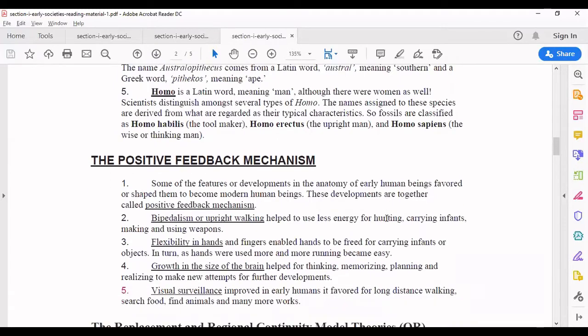Homo is a Latin word which means man, and although women were also included in it, basically the word Homo means man. Now, scientists distinguished amongst lots of types of Homo, and the names assigned to these different species are normally derived from their typical characteristic. So the fossils that are classified as Homo habilis are basically the homos that were tool makers. Homo erectus is the upright man, and Homo sapiens is the wise or the thinking man.